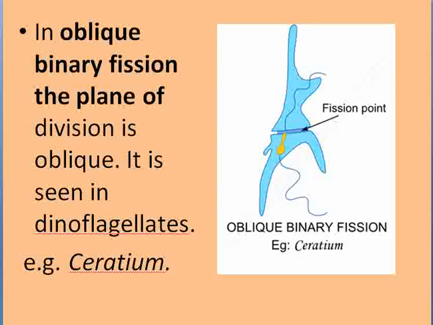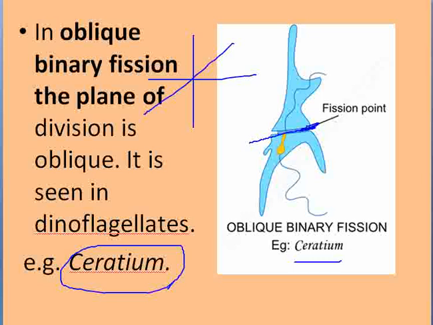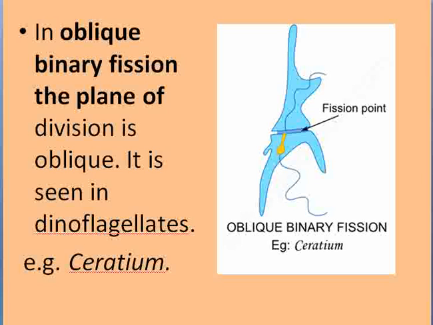The last one, the oblique binary fission, which we observe in dinoflagellates, especially in Ceratium. This Ceratium is similar to an amoeba; it is irregular in shape. The fission point, where the process of division starts, goes in an oblique way. This is vertical, this is horizontal, and if it is taking place in this way, we call it oblique. So it takes place obliquely, not in the vertical or the horizontal plane. That we call oblique binary fission, which is observed in dinoflagellates, especially Ceratium.